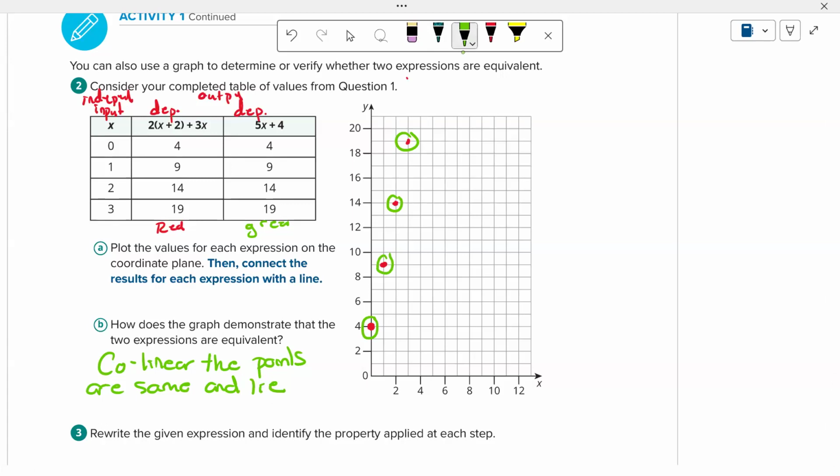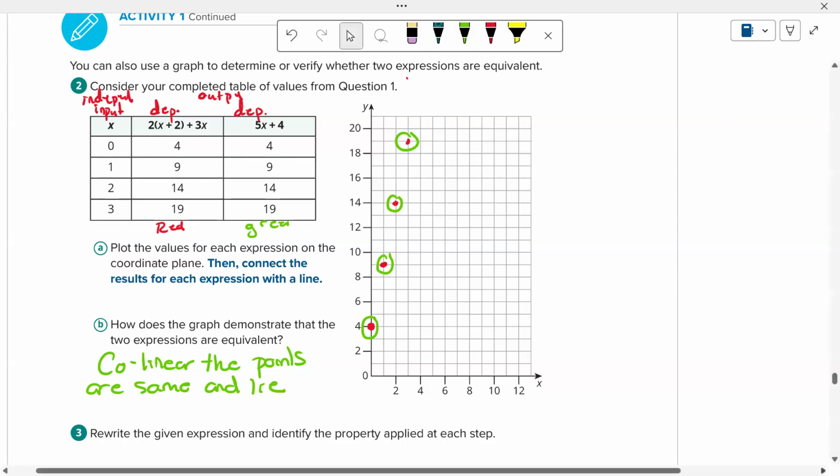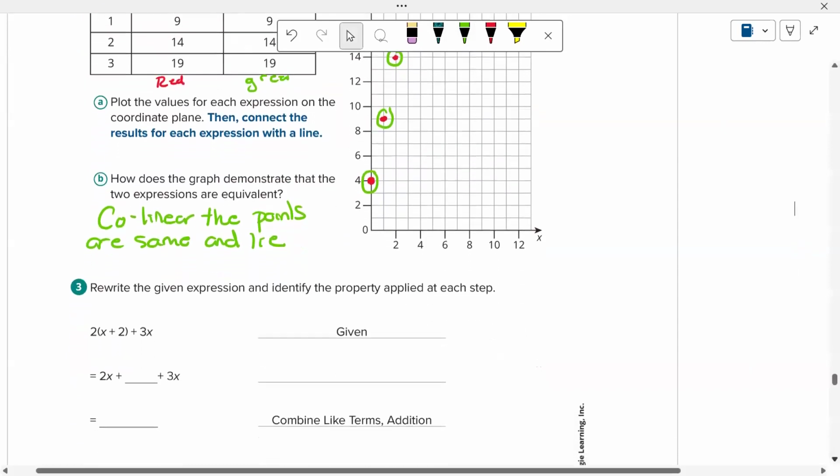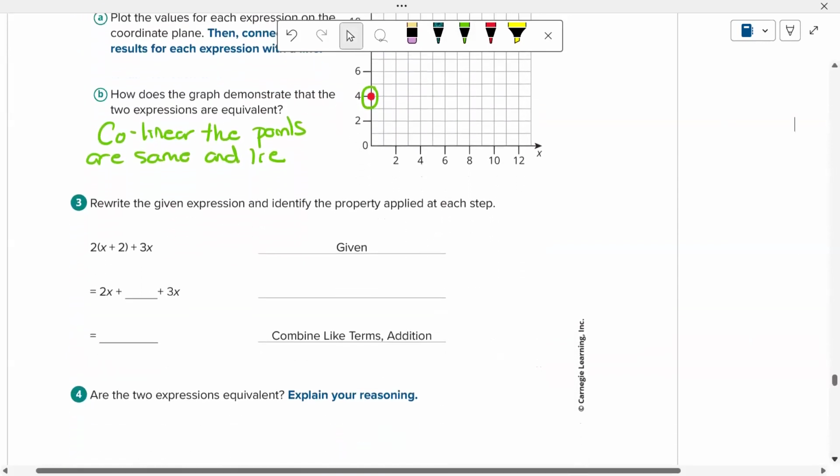Collinear, the points are the same, are on the same line. You haven't done linear functions yet. Y'all don't even know what a function is. It's okay. We'll learn what a function is when you're in seventh grade, I think. You'll talk about functions.